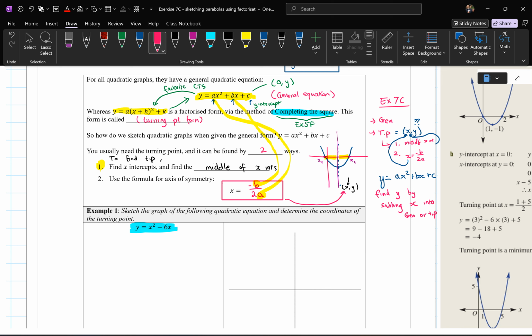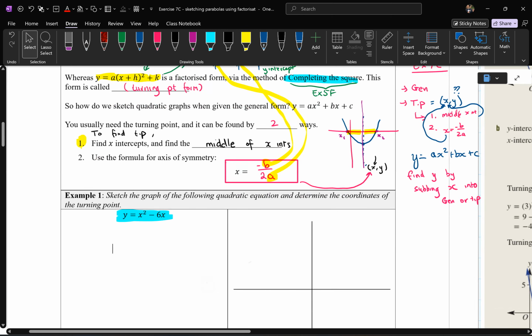The 3-mark marking system is: 1, shape, so you have to have the correct shape. 2, correct axis intercepts, that includes both x and y. And your final one is your turning point. That's how I mark. I look for those 3 things, and that's how it's marked all the way to year 12. Okay, let's do this example.